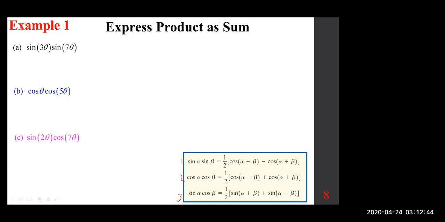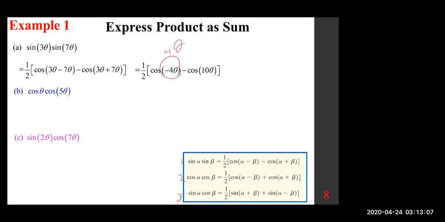So it looks like the first one. So you write the first one. 3 theta minus 7 theta is minus 4 theta, and plus becomes 10 theta. Okay. As you remember, cosine is an even function. Whether you have negative 4 theta or 4 theta makes no difference. You change it and you're done. It's that simple.